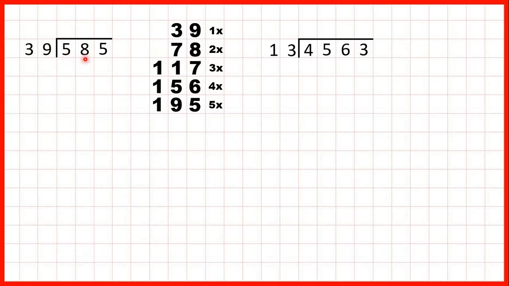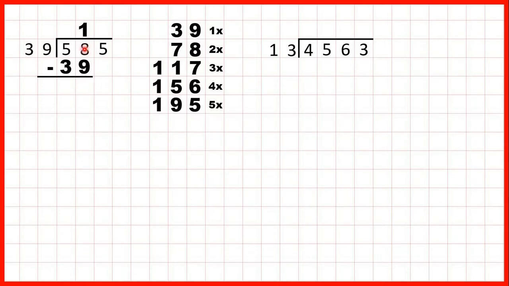If we take the first 2 digits together, we have 58 divided by 39. Now the closest number to 58 in the 39 times table, which is still less than 58, is 39. So we can write 39 under the 58, and because that's 1 times 39, we can write 1 in our answer line. Now we need to subtract and bring down.